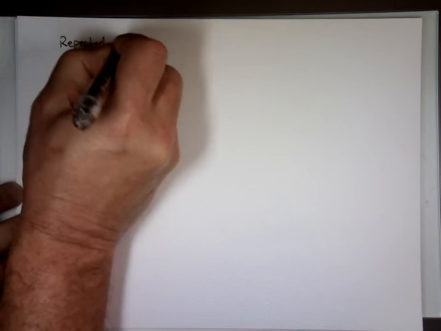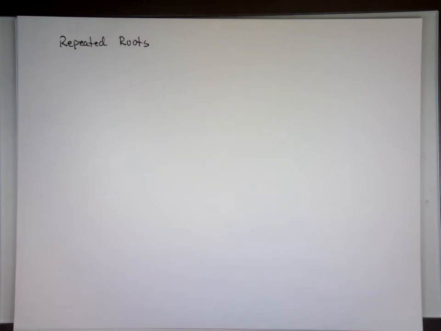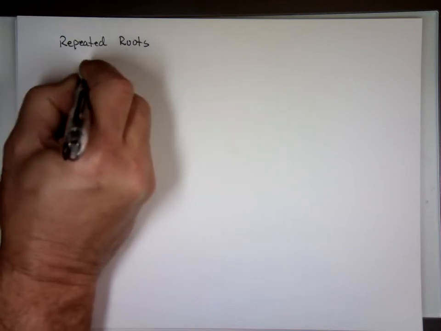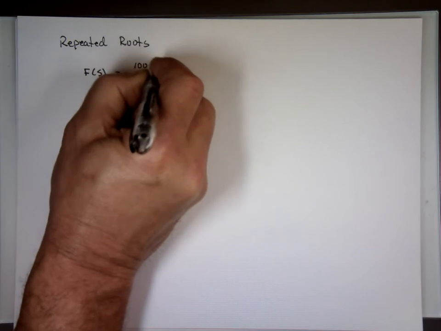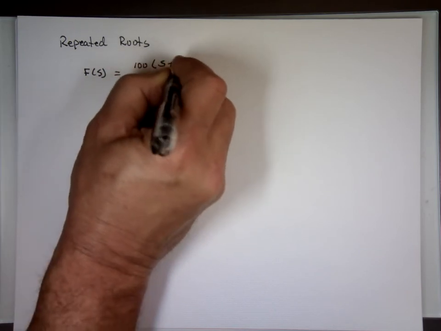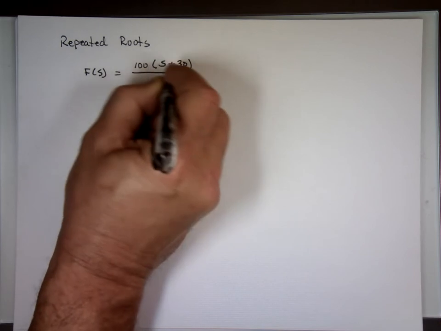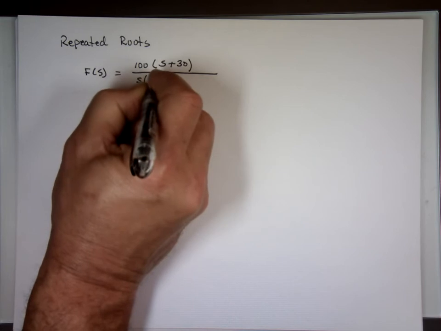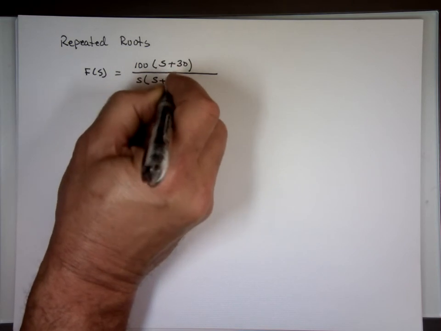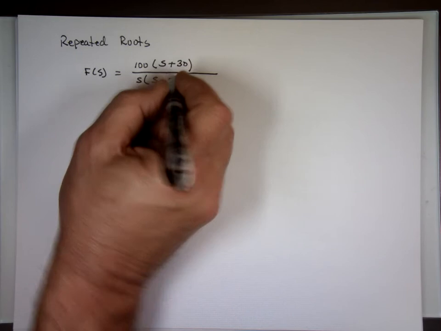We didn't touch repeated roots. How do you handle them? We can do them the way we did them in math, or we can do them with our shortcut. Again, let's assume our function now, the one we just had, modified just a little bit. What was it? 100 times s plus 30, divided by s times s plus 5 and times s plus 3 squared.